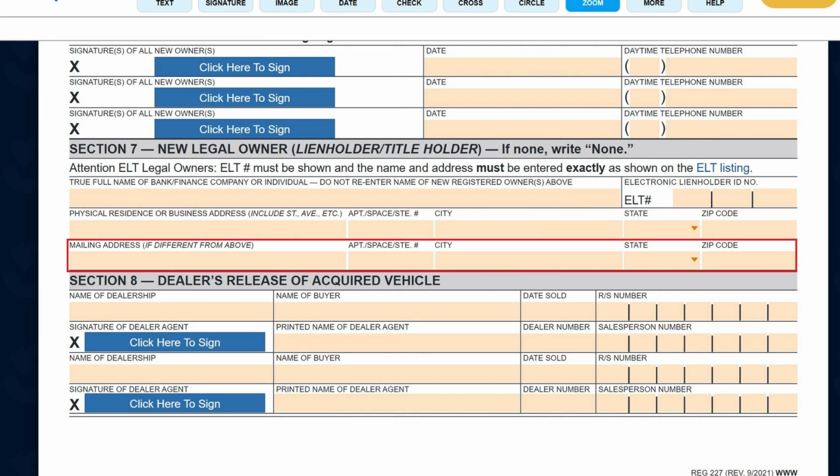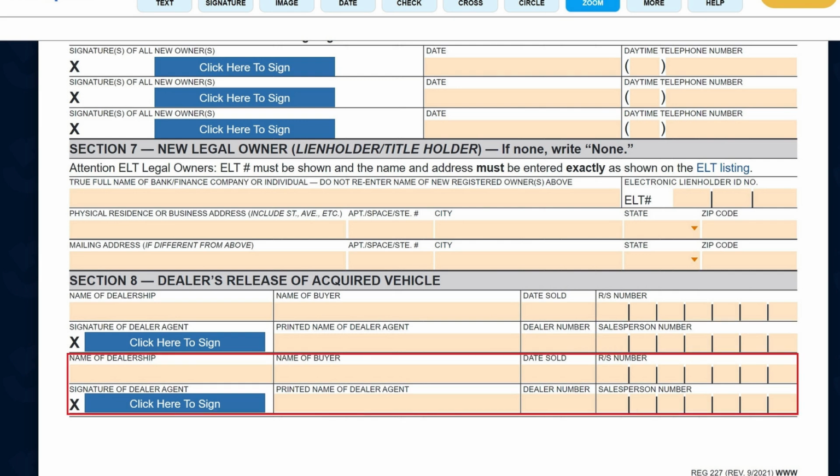For the eighth and final section, this is to be filled out by the dealer, if applicable. The following information is required. Enter the name of the dealership, followed by the name of the buyer, the date sold, the RS number, signature, and printed name of the dealer agent, dealer number, and salesperson number. If another dealer is also involved in this transaction, kindly provide the same set of details in the space below.